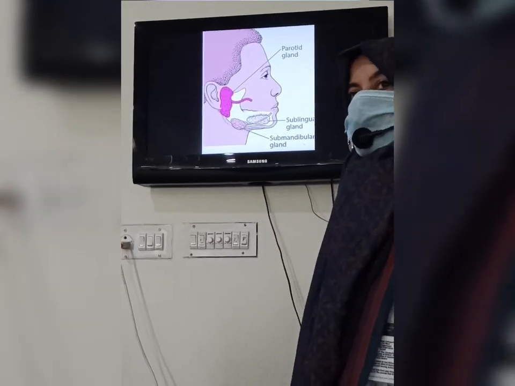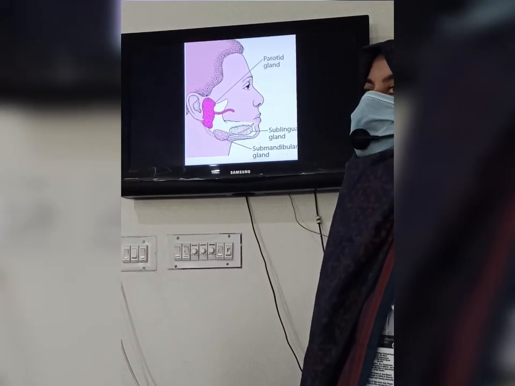Can you help me to label? What are the contents of saliva?